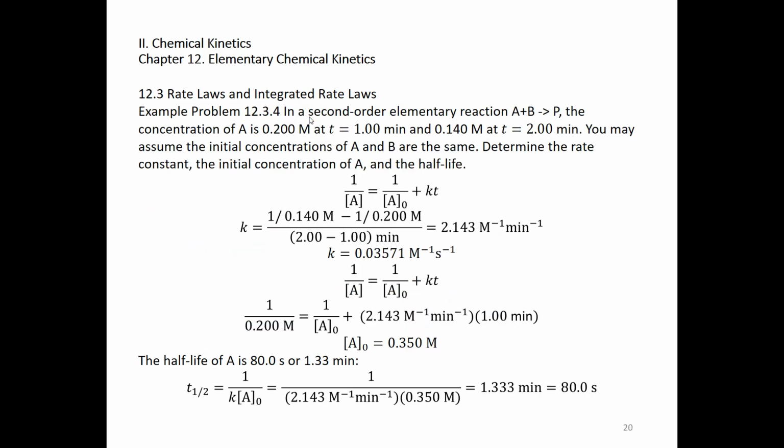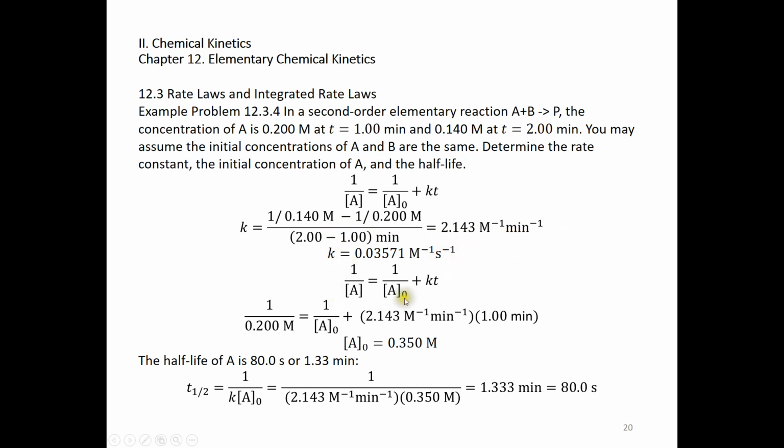Let's look at a numerical example problem in a second order elementary reaction from A plus B to P. We have concentration of A at 1 minute and its concentration at 2 minutes. Now this time we're going to solve everything using a slightly different equation. It's just 1 over A equals 1 over A naught plus kt, and k is the slope of 1 over A versus t. So I'm going to use the change of 1 over A on top, the change of t on the bottom. We get the value of k, and we can convert minute to second easily.